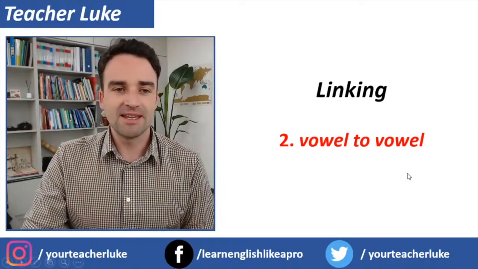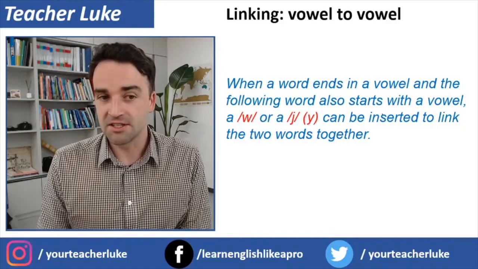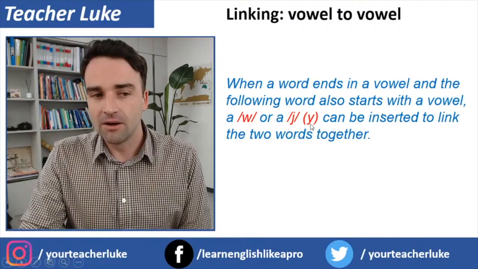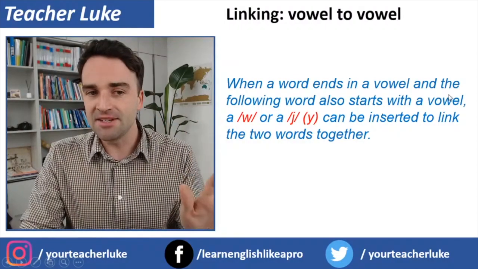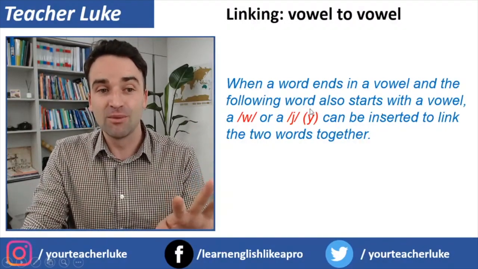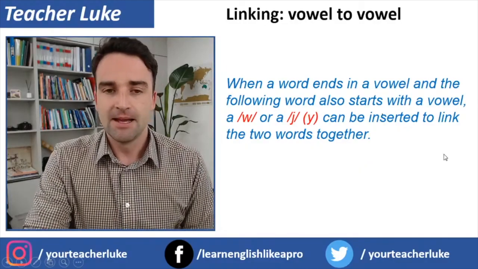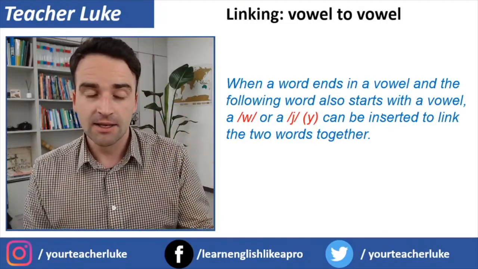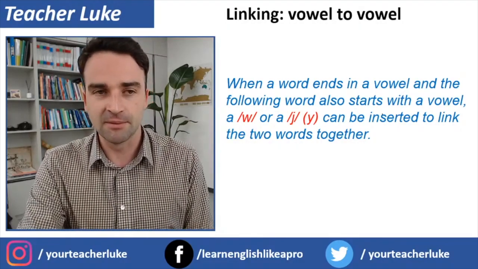Okay, so let's move on to linking vowel to vowel. This one's a little bit more tricky. When a word ends in a vowel and the following word starts with a vowel, usually we link it with a wa or a ya sound in between the two words. So one more time, when a word ends in a vowel and the following word also starts with a vowel, a wa or a ya can be inserted to link the two words together. This is sometimes called intrusive wa or intrusive ya. In British English, we also have an intrusive R sound, but I won't talk about that today because it gets a little bit complicated.